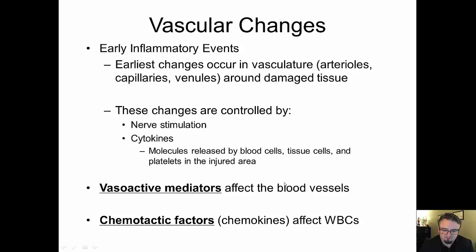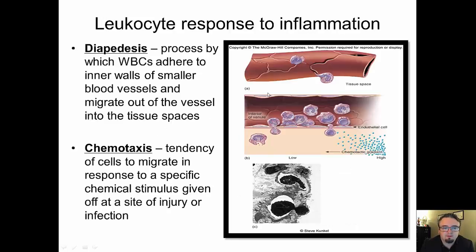So any kind of chemical that affects the blood vessels, whether in a constrictive or dilative way, these are considered vasoactive mediators. Other chemicals that are released have an effect on the white blood cells themselves. These are called chemotactic factors, sometimes called chemokines, and they're the chemicals that will actually draw in some of the white blood cells, like macrophages. Now, some of the terms here that relate to how macrophages and phagocytes are changing their behavior. One of them is called diapedesis, and then chemotaxis. These actually kind of go hand in hand, so we'll talk about both of them.